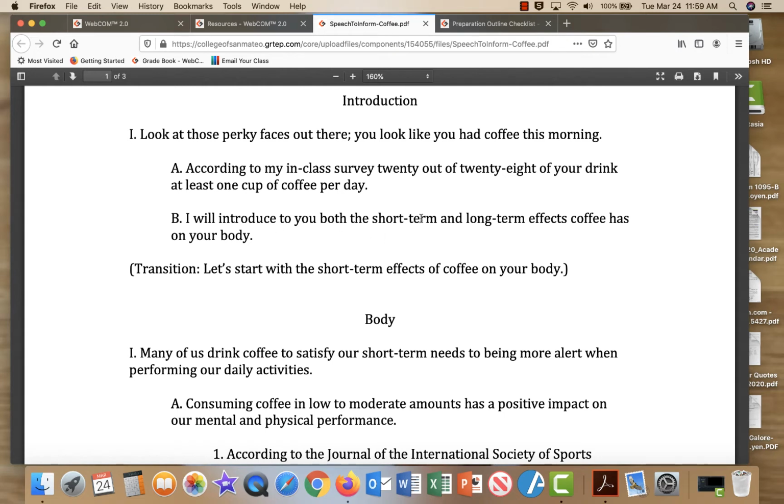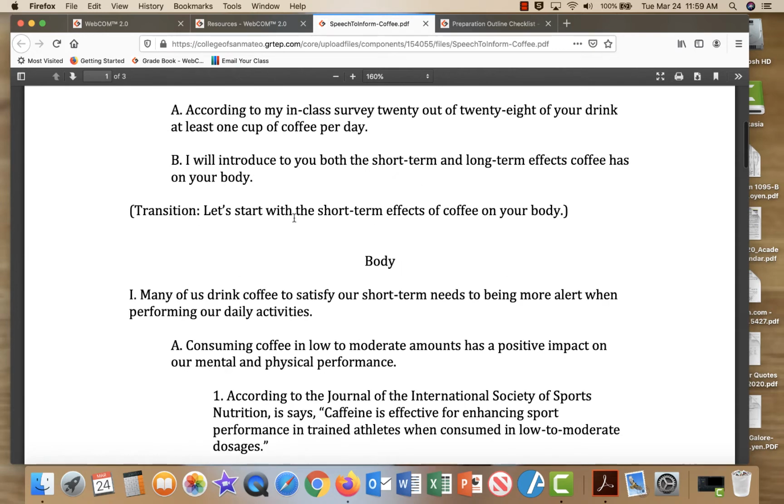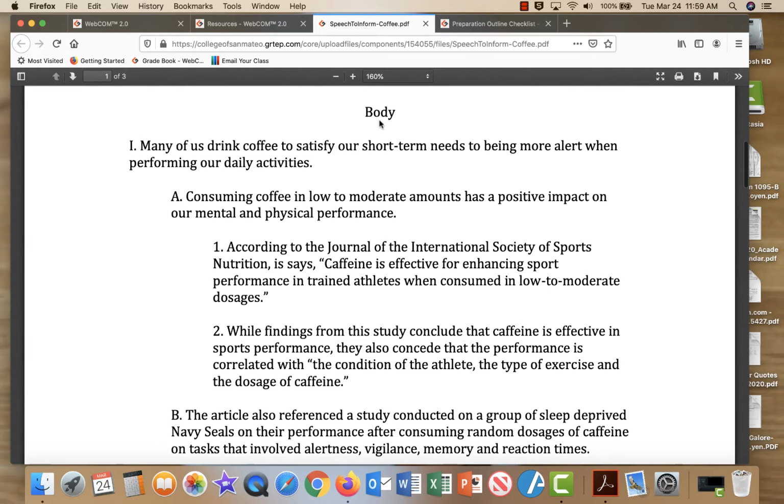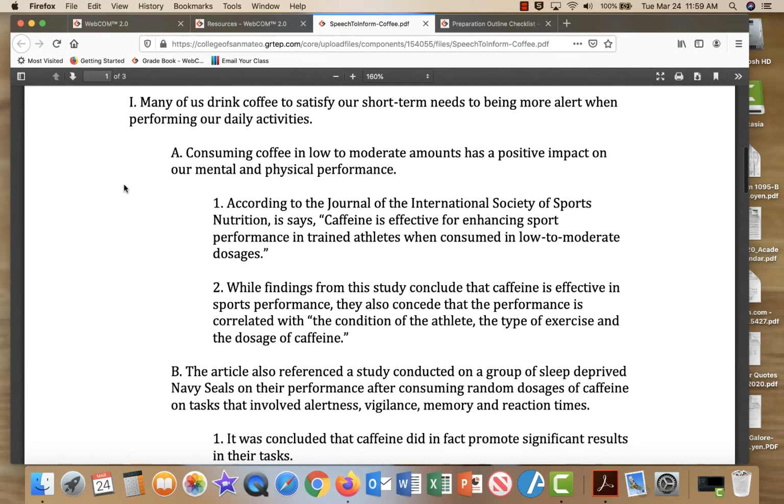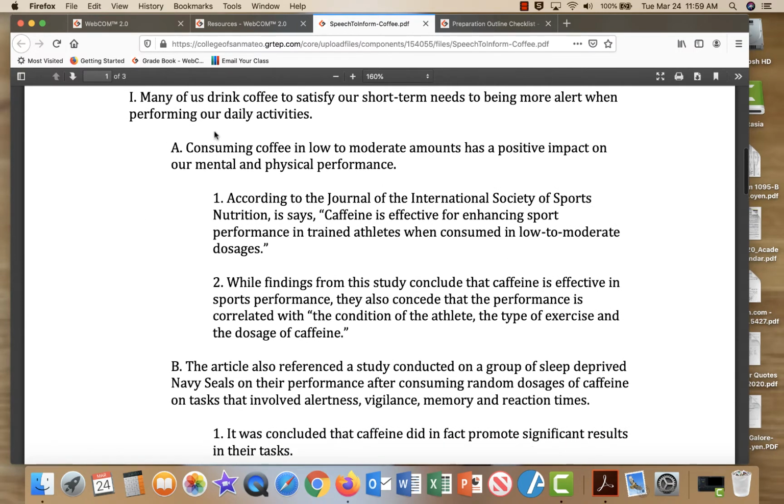And here we start to see that this person is going to have main points divided by short-term and long-term effects. Then the transition is as simple as, let's start with the short-term effects of coffee on your body. Then we have the body label centered here. Many of us drink coffee to satisfy our own short-term needs, like being more alert and performing our daily activities. Look at how this person only has one sentence per point, with nice indentation. Look how nicely they're aligned too. All your sub points are nicely aligned. There's no jaggedness in any of these lines here.